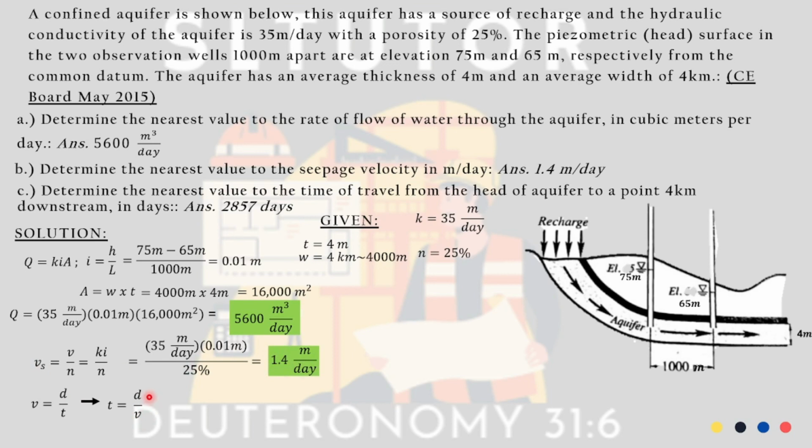Ano yung distance? Yung distance natin, di ba sabi dito, up to 4 kilometers downstream. Ibig sabihin, ito yung distance niya. Convert natin sa meters, 4,000 meters. So, 4,000 divided by 1.4, we can get 2,857.143 days. Syempre, wala namang decimal points sa days. So, rounding up, palagi pong round up yan, 2,858 days. And that is the final answer.